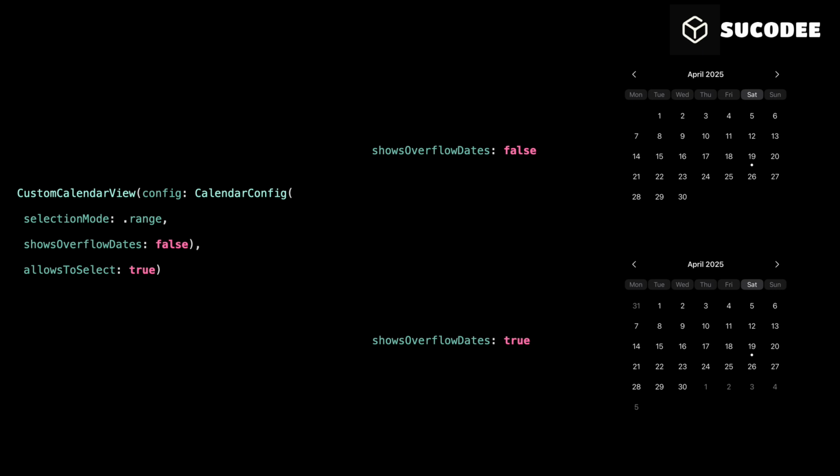When we create the calendar, we can decide how it should look. By using the showsOverflowDates option, we choose whether we want to only show the days of the current month, or also include the extra days from the previous and next months to fill the grid. If this is set to true, the calendar will show those extra days, but in a lighter, gray color, so it's clear they don't belong to the current month. This gives the calendar a more complete look and helps the user understand the full layout without empty spaces.